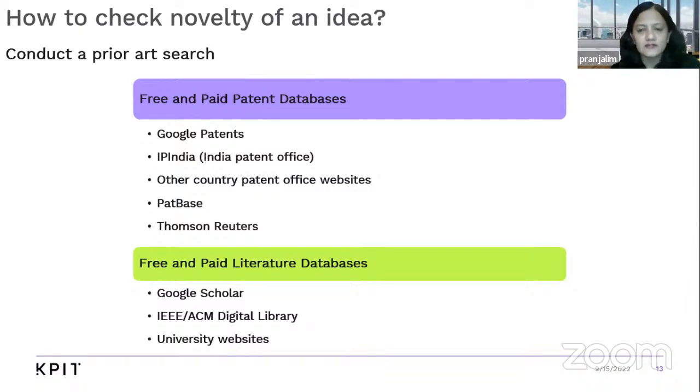For this, you can use free and paid databases. You can use patent databases or literature databases. There are a couple of good free patent databases, like you can conduct a search on Google Patents. For literature, you can conduct a search on Google Scholar. Then every country's patent office has a website, which is also free and accessible to the public. So you can search for patents there as well.